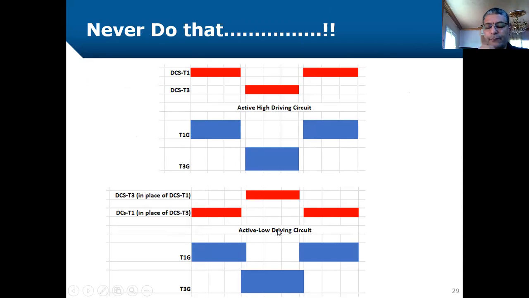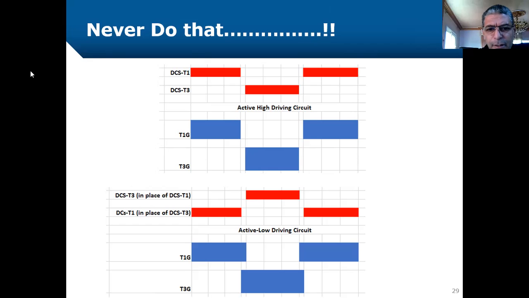Here is a nice topic that we learned during our work in one of the projects where we needed an active low signal to drive the switches, because the driving circuit needs an active low signal. So we thought that if we took the signal for the bottom switch to drive the upper switch, nothing would happen and we could satisfy the requirement of the driving circuit. But this is completely false.